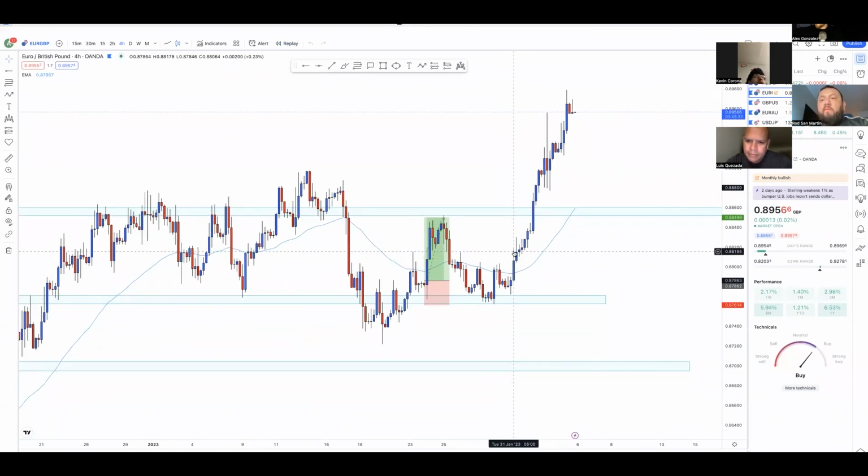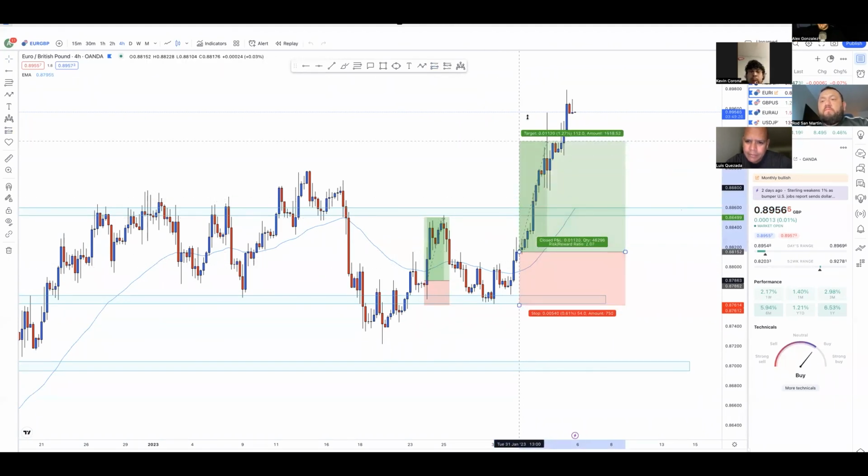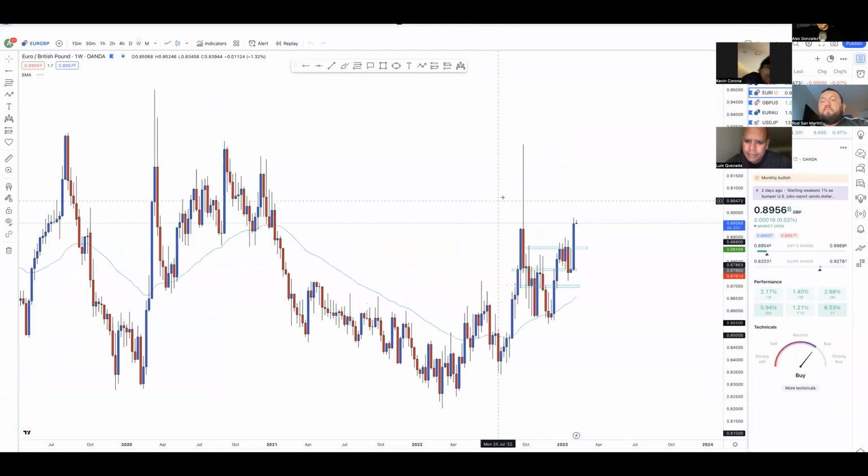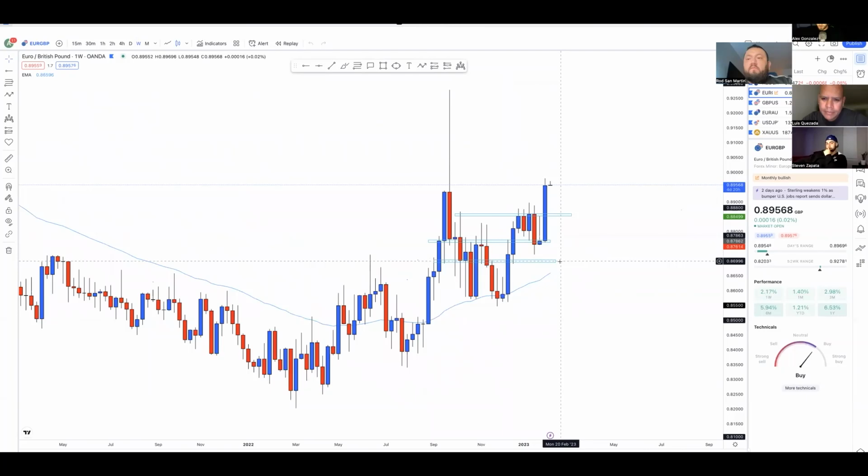So this, you know, this would have been nice. Imagine catching this right here and catching this whole entire move. That would have been dope, but it's not according to your trading plan. Simply move on.